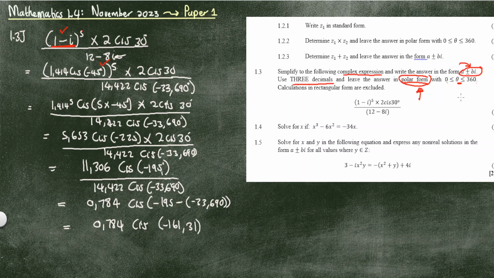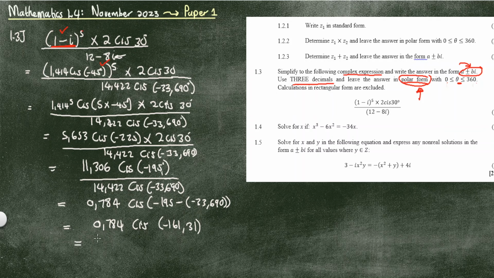Okay, now here the angle, we are told that the argument should be between 0 degrees and 360. Look at the argument we just calculated. It's -161.31. So in order to get it to be between 0 degrees and 360, we're gonna add 360 to it, so that it becomes a positive value.